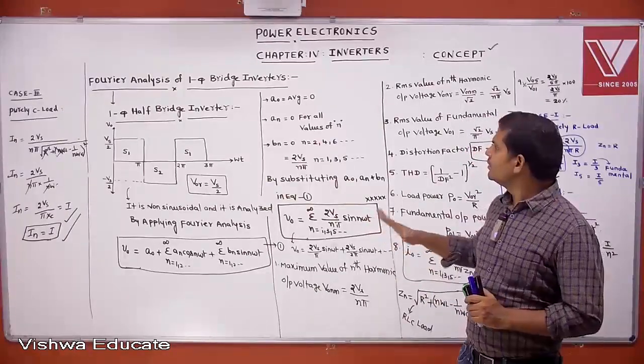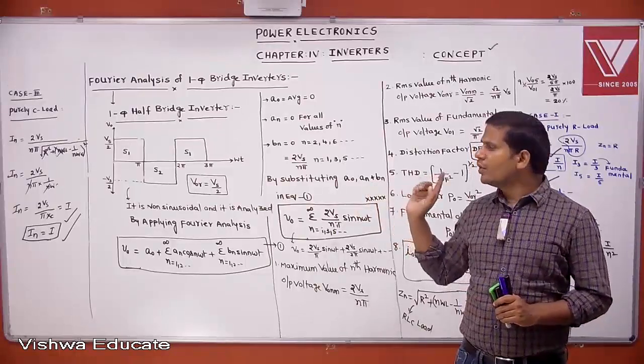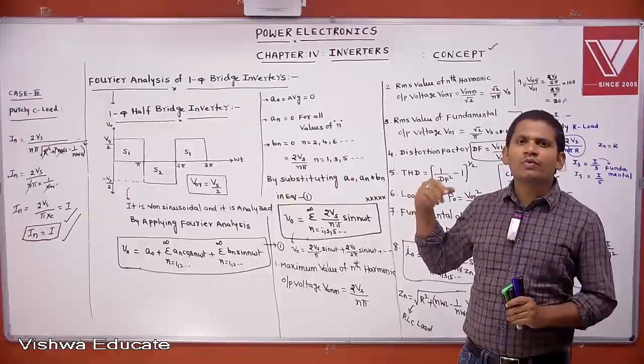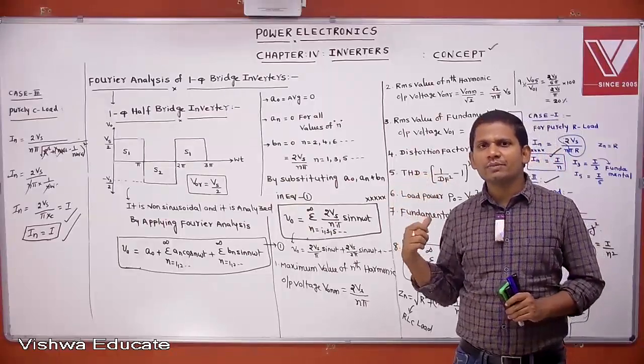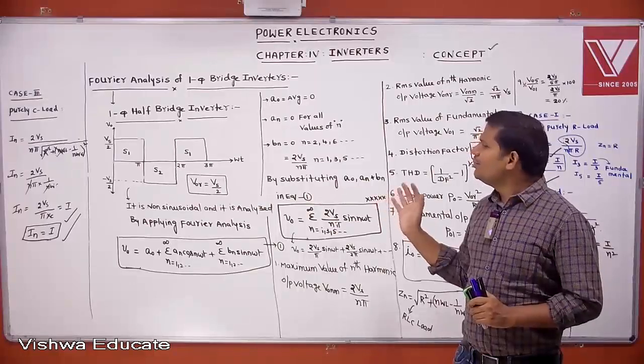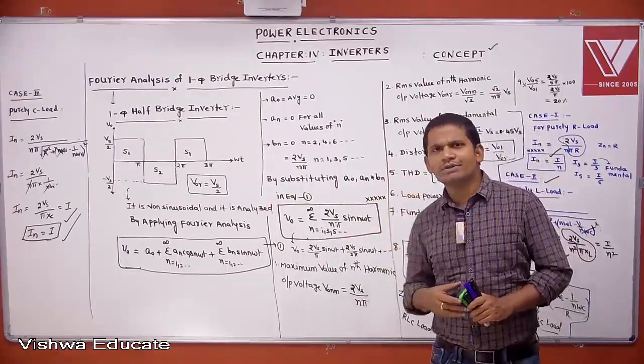Up to this, concentrate on all these formulas, full bridge and half bridge inverter. The only difference between full bridge and half bridge is that in full bridge we get 4 Vs by n pi, and here we get 2 Vs by n pi. Understood? Then simply remember: in 4 Vs by n pi, replace Vs by Vs by 2, then you can get the half bridge.